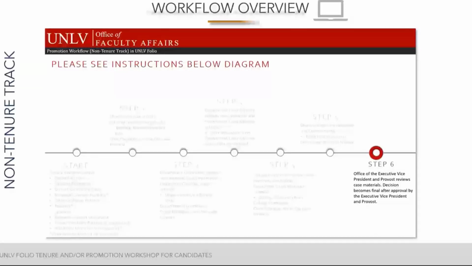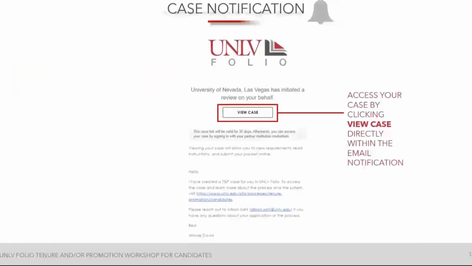So moving onwards, once we've created a case for you, you should receive a notification via UNLV Folio, and you can access your case directly by clicking on the View Case button within the notification. That link is available for 30 days, so after 30 days, you'll have to use one of the alternative ways to access your case.